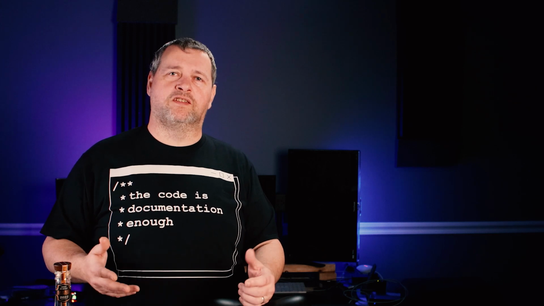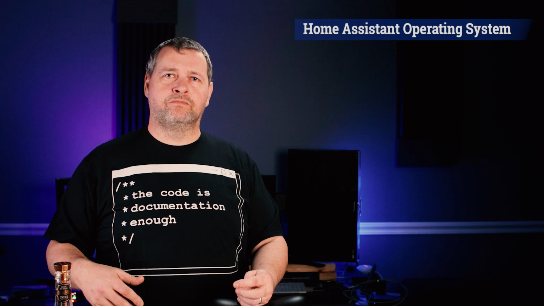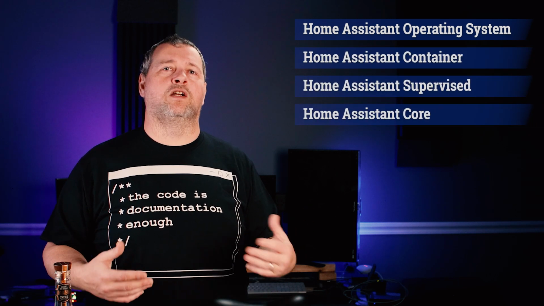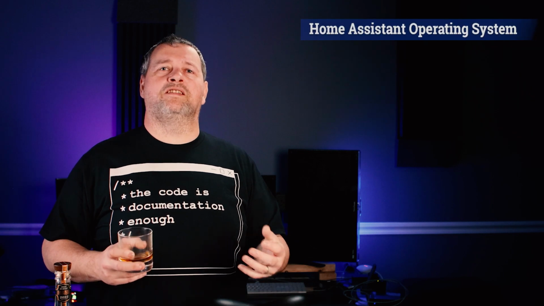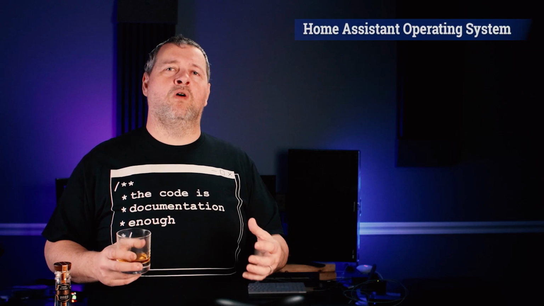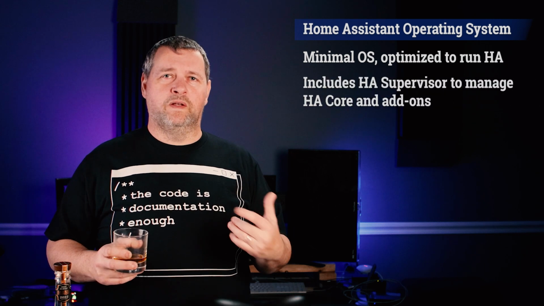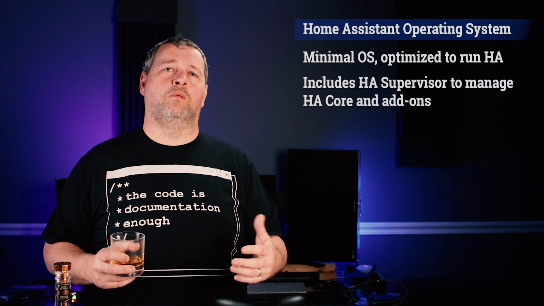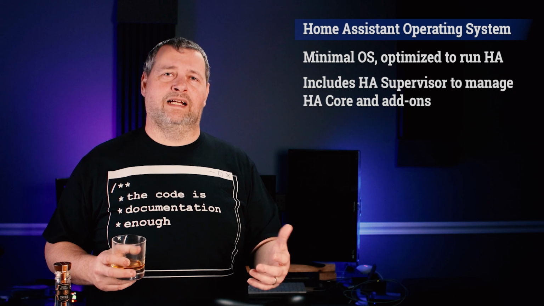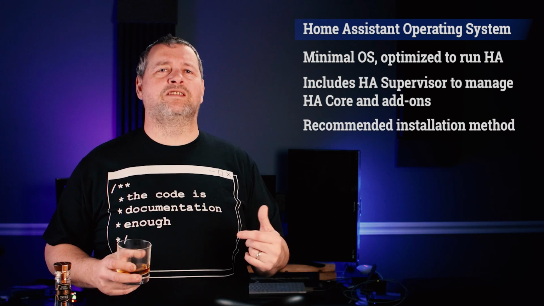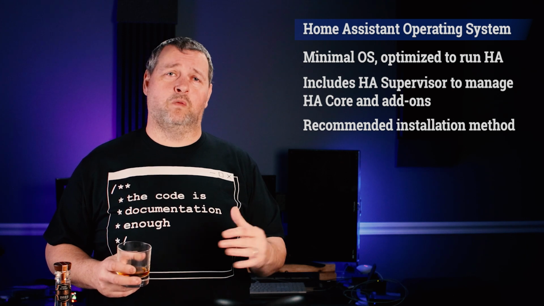Essentially, there are 4 different types of installation available for Home Assistant. Home Assistant Operating System, Home Assistant Container, Home Assistant Supervised, and Home Assistant Core. We'll start at the top. Home Assistant operating system is a minimal operating system that is optimized to run Home Assistant. It comes with the Home Assistant Supervisor to manage Home Assistant Core, as well as add-ons. This is the recommended installation method, and I'd venture to say is likely the most common method as well.